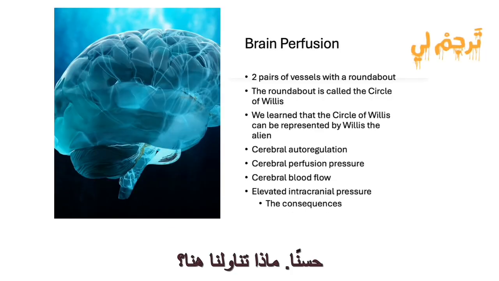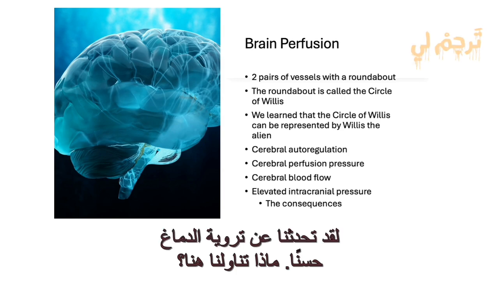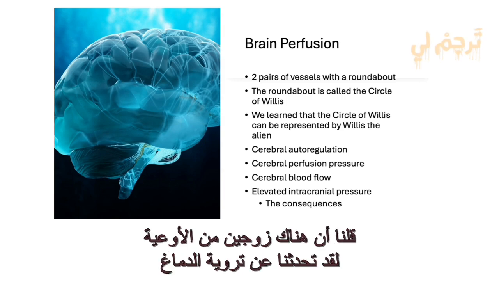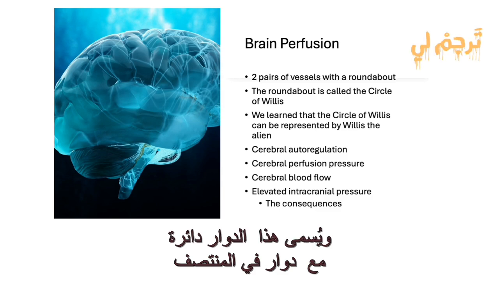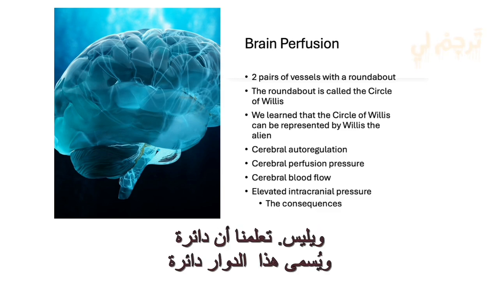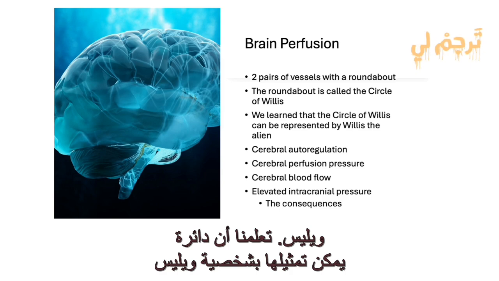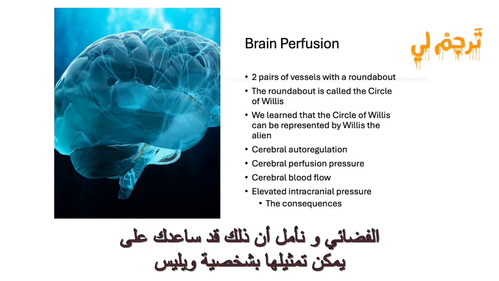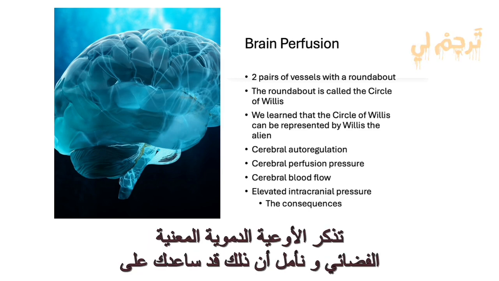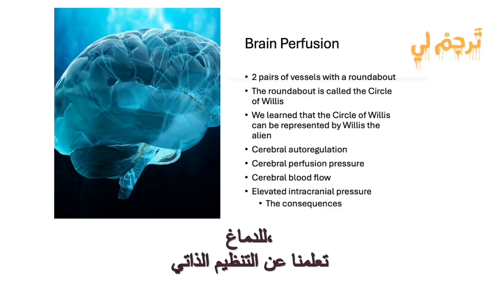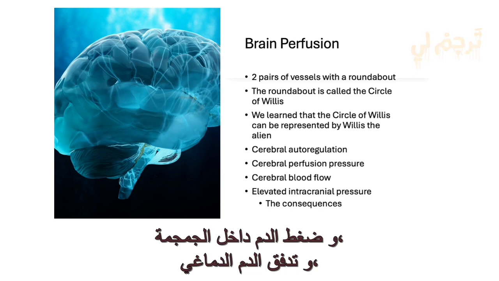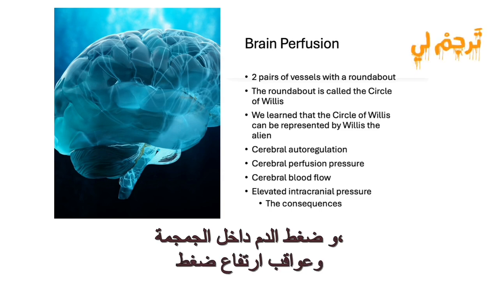All right, what did we go over here? We talked about brain perfusion. We said that there were two pairs of vessels with a roundabout in the middle. And the roundabout is called the circle of Willis. We learned that the circle of Willis can be represented by Willis the alien, and hopefully that helped you to remember the vessels that are involved. We learned about cerebral autoregulation, cerebral perfusion pressure, and cerebral blood flow, and the consequences when you have elevated intracranial pressure.